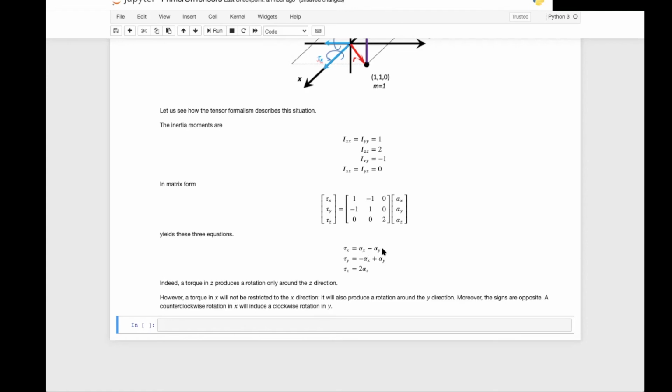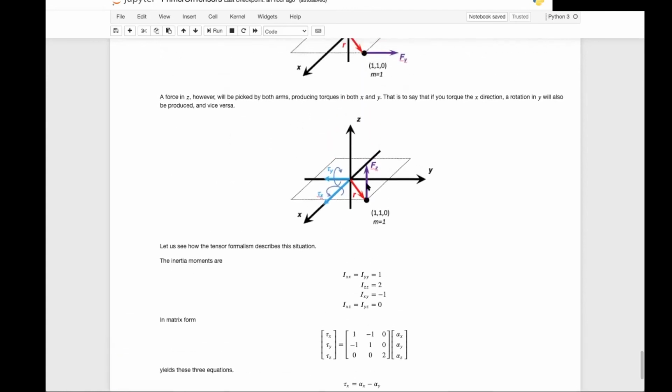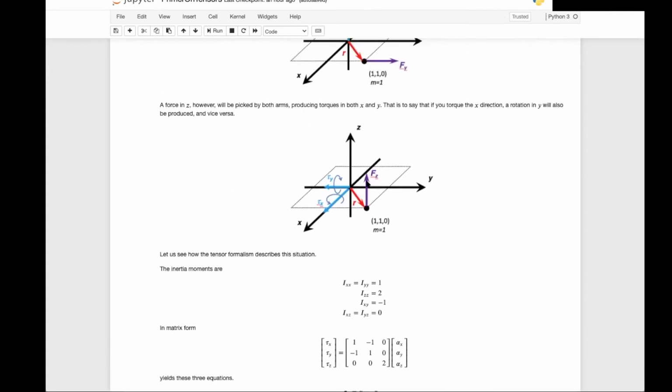Notice also that the signs are different. The signs are opposite. If this torque leads to a counterclockwise rotation in X, it's going to lead to a clockwise rotation around Y. And this is indeed what we see here. You have a force in the Z direction. You have a torque in the X direction. And this rotation in X will also be accompanied by a counter rotation in the Y direction.